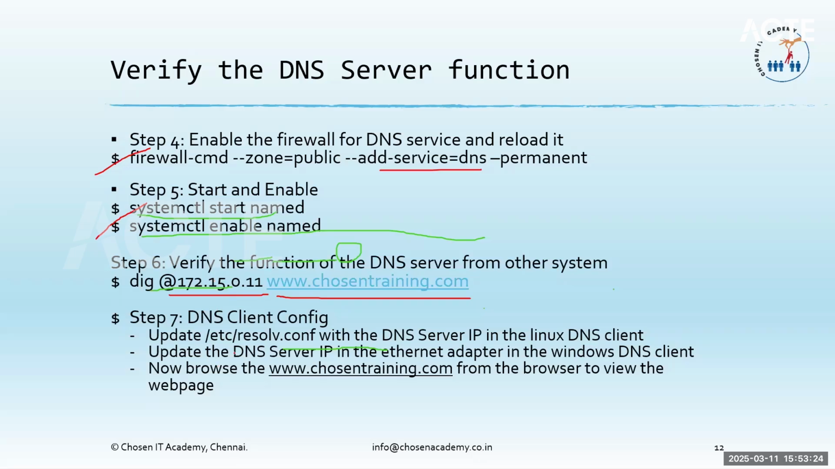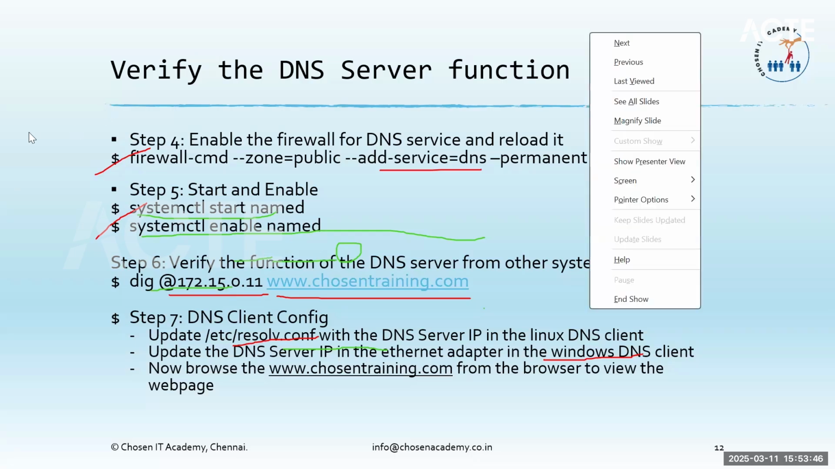From the DNS client side, we only have to make one change. If it is a Linux client, we go and make the change in resolv.conf and add the DNS server IP. If it is a Windows client, we make the change in the Windows Ethernet adapter, telling it which DNS server to look into.